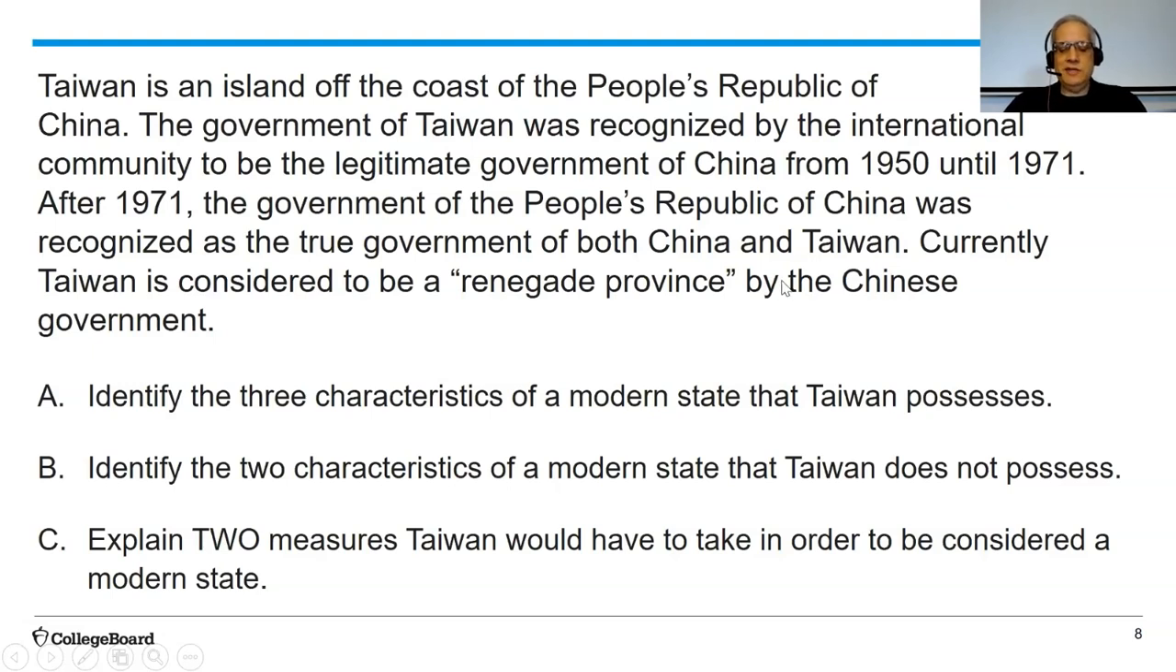What Taiwan would need to do in order to be considered a modern state is that they would have to gain their sovereignty. Maybe they would have to declare independence from the People's Republic of China and try to gain recognition, which is the second thing that they need to do, from other countries, especially an organization like the United Nations. Once those 2 things are met, then Taiwan would be considered its own country.